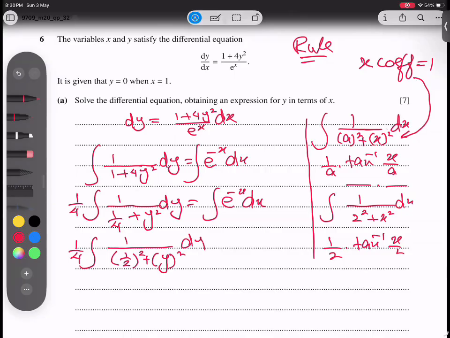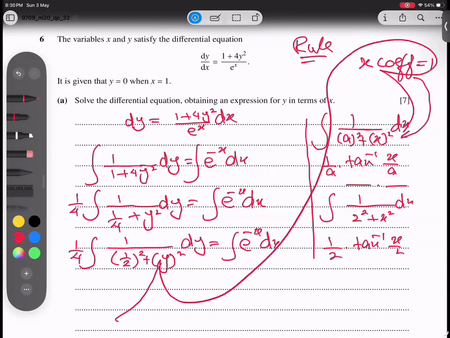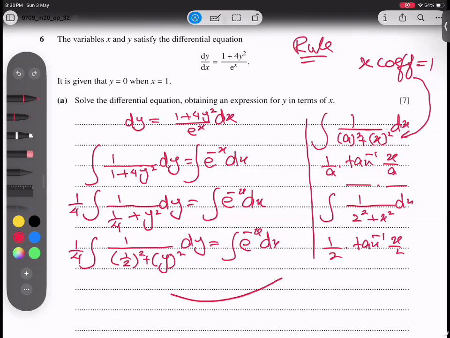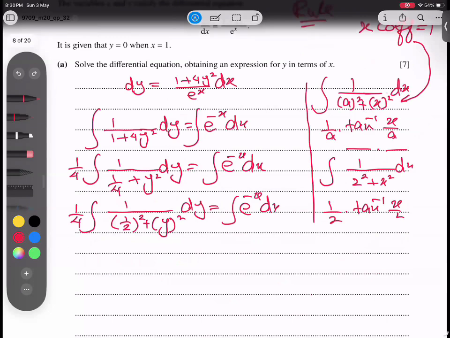Now the question is ready, and look once again, I explain the rule once again. The coefficient of y must be 1. So if I have any number beside y square or x square, I'm bound to bring it out. Now I keep this 1/4 as it is, and according to this rule, 1 over constant, the constant is 1/2. I'm writing here 1/2 and tan inverse y over half. And here e to the power negative x over -1 plus c.